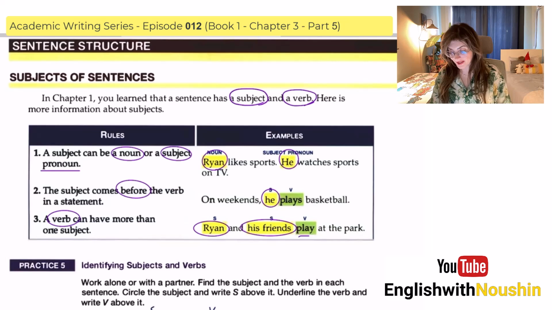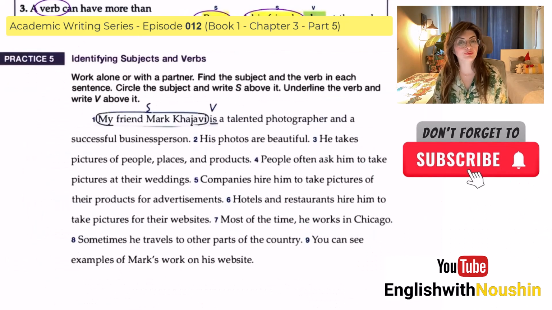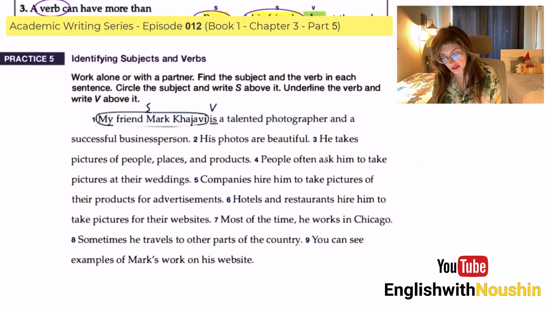Now, let's practice a little bit in identifying them. Where is the subject and where is the verb? Let's do some practice. Page 55, practice number 5. It says identifying subjects and verbs. We want to find them in the sentence. So what you should do is find the subject and the verb in each sentence. Circle the subject and put S above it, and underline the verb and put V above it.